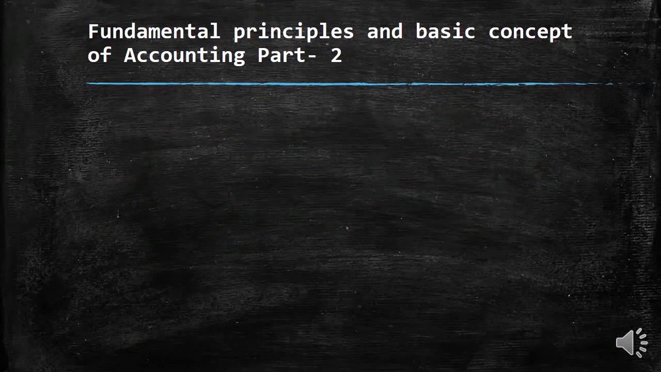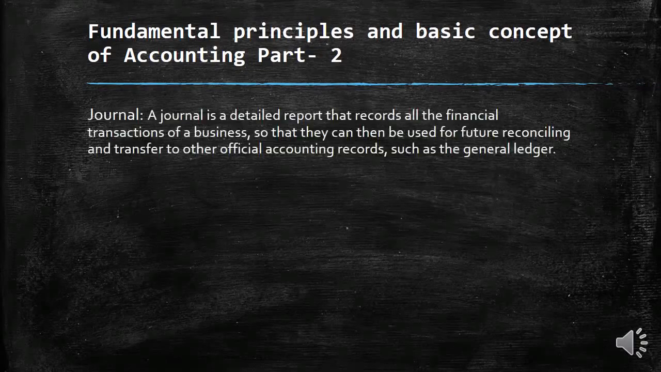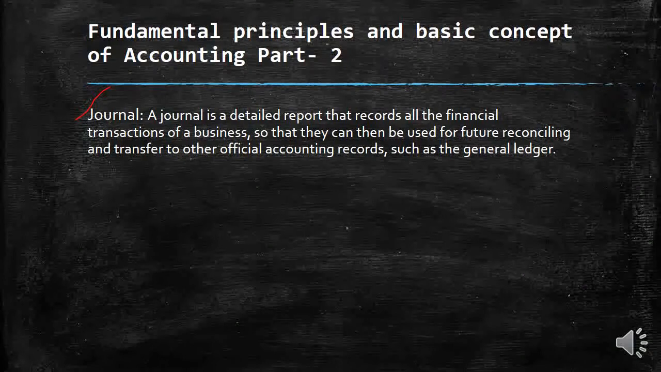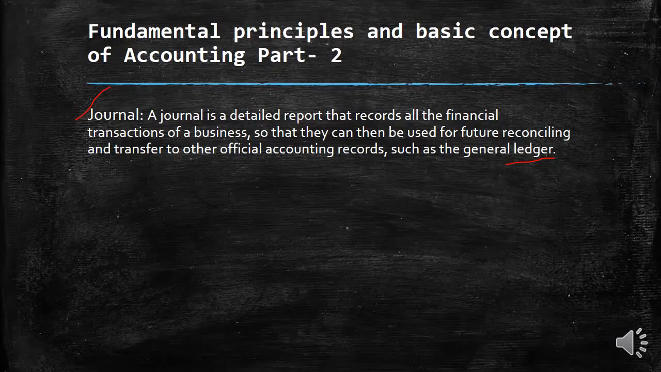So we have learned all the prerequisites. Now we'll actually go to our main topic of the video, and that is journal, ledger and trial balance. We'll start by knowing the definition of journal. A journal is a detailed report that records all the financial transactions of a business so that they can then be used for future reconciling and transfer to other official accounting records such as general ledger. So journals are basically a list of information and they are very easy to comprehend and any accountant in the world can understand them. They are also very convenient for further applications. We will see that in example.